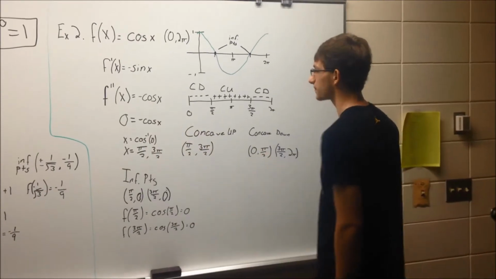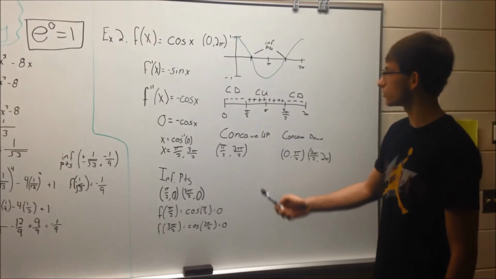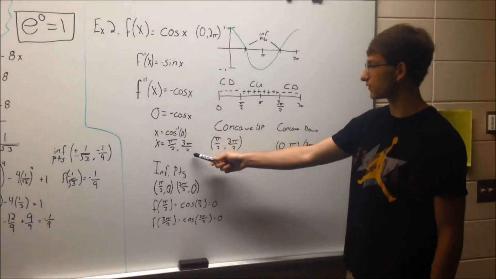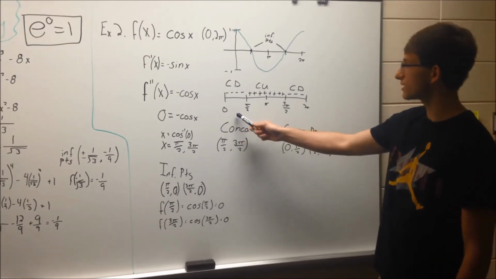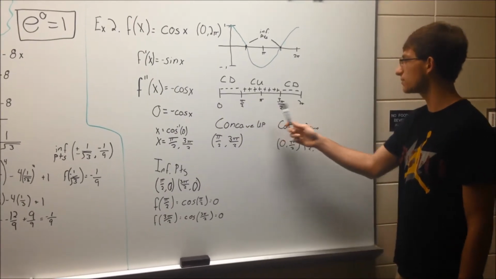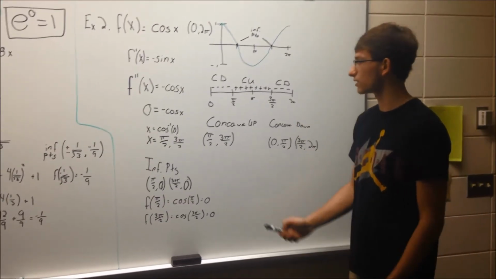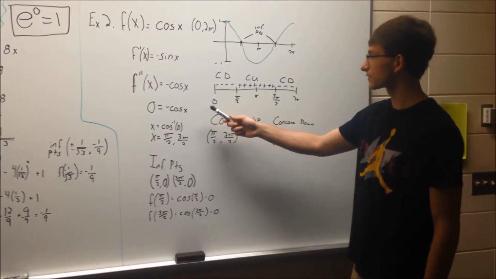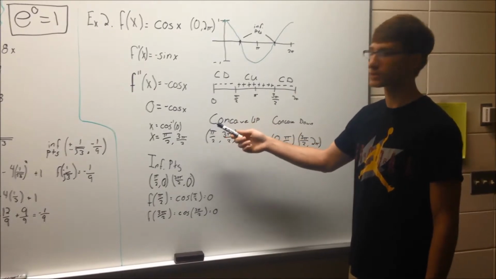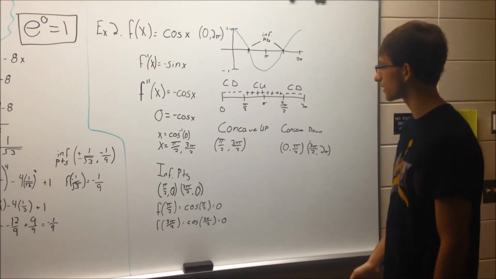Okay, so then what you want to do is, since there's two inflection points, you want to take three numbers: one less than both of them, one in between them, and one greater than both of the inflection points. And you plug those back into the second derivative. And this is to show what its concavity is, if it's concave up or concave down.